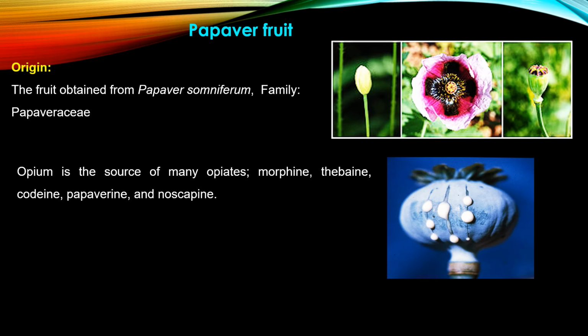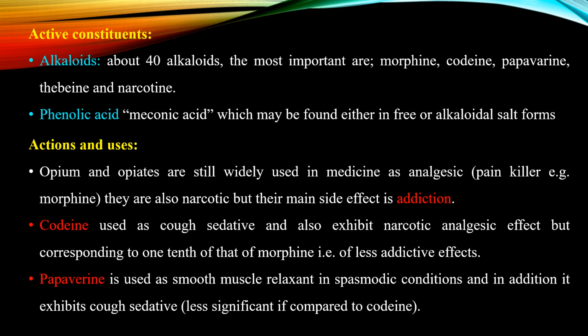Papaver, or the opium resin obtained from papaver, is a source of many opiate alkaloids, including morphine, thebaine, codeine, papaverine, and narcotine. It has a characteristic odor, causing or inducing sleep, and an intense bitter taste. Papaver or opium contains alkaloids, of which morphine, codeine, papaverine, thebaine, and narcotine, in addition to other alkaloids, up to 40 alkaloids, in addition to a phenolic acid known as meconic acid, which exists free or in combination with other alkaloids.